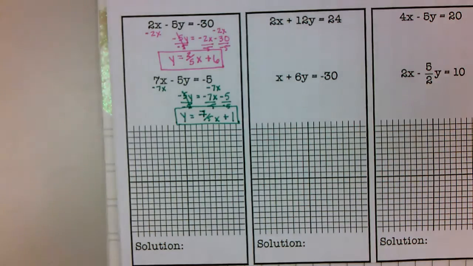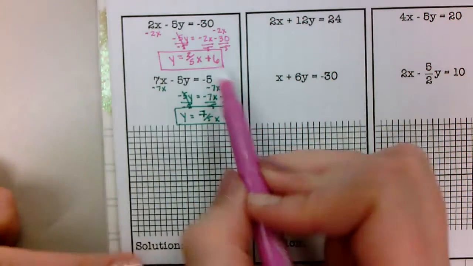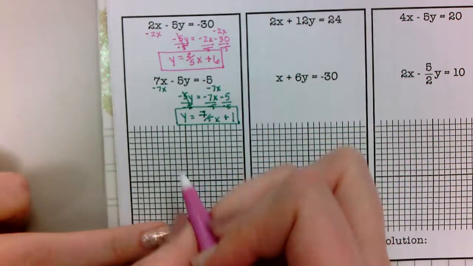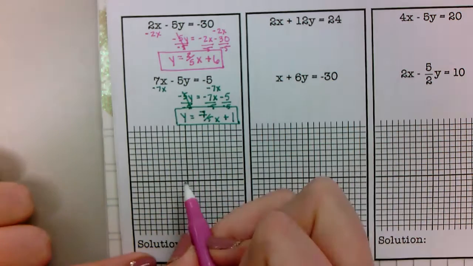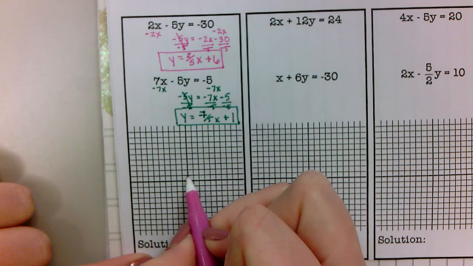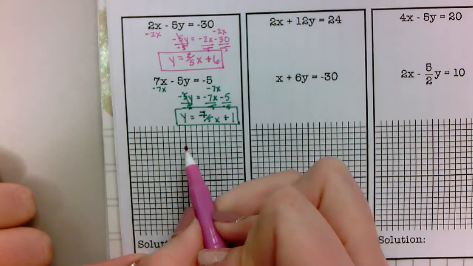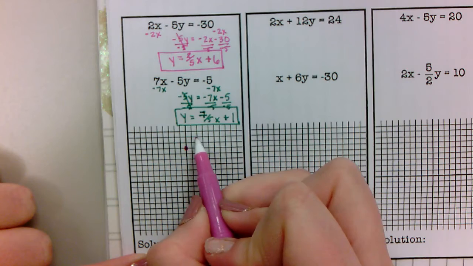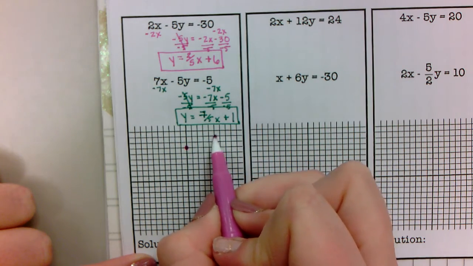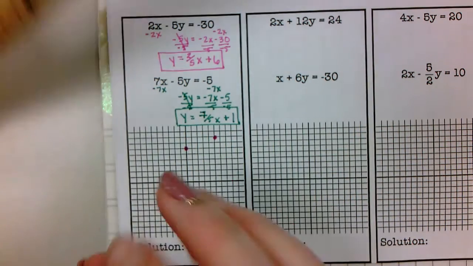And I'm going to use the colors that match. So for the pink equation, I'm going to start at 6, and my slope is up 2 over 5. So from the origin, or the middle here, I'm going to go up 6. 1, 2, 3, 4, 5, 6. Put a point. And then I'm going to go up 2 and over 5. And that's going to be my point.